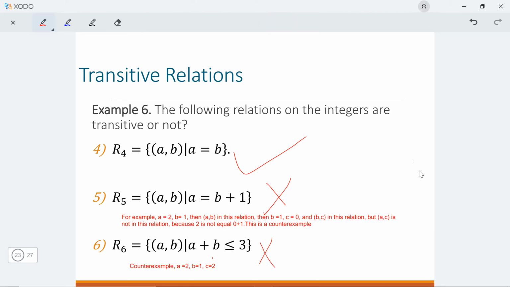Okay. So in this video, I explained 2 important types of relation. We introduced what an anti-symmetric relation is. We also explained what a transitive relation is. I hope this is clear and these examples can help you understand the definitions.